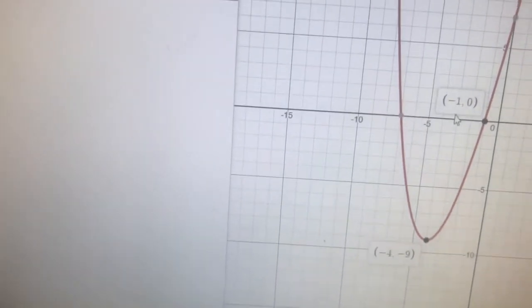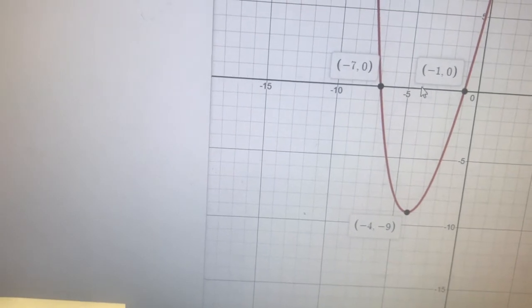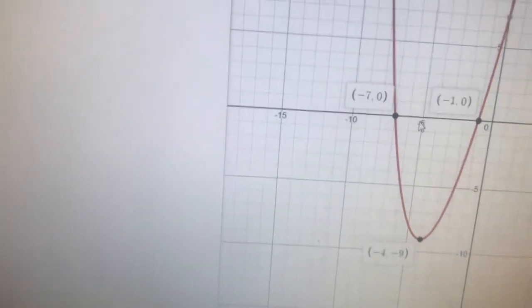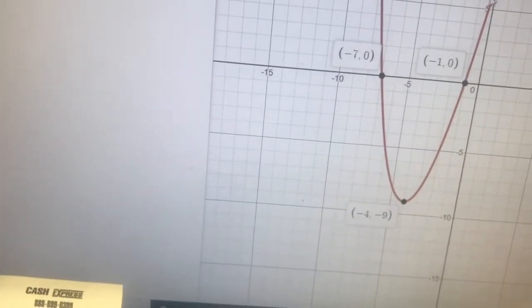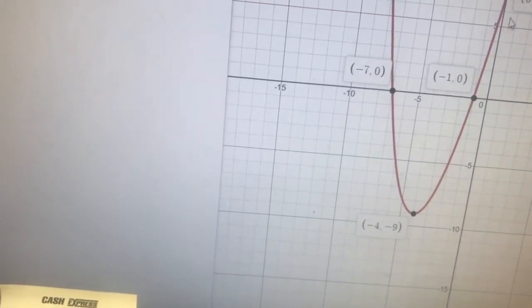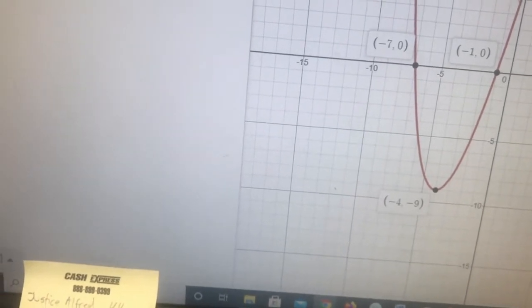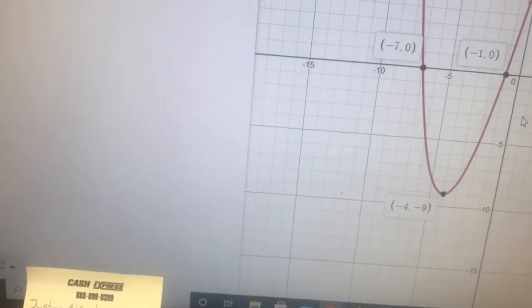There's that one, (-1, 0). And here's this one right here, (-7, 0). So there's my x-intercepts. The next thing is the y-intercept. Right here where it crosses the y-axis, that's the y-intercept, which is (0, 7). The x-intercepts are where it crosses the x-axis. The y-intercept is where it crosses the y-axis.